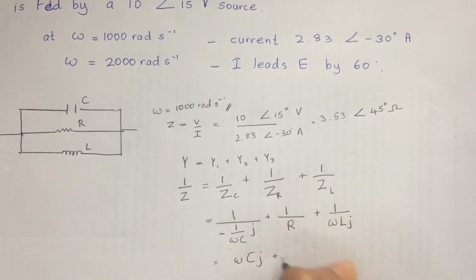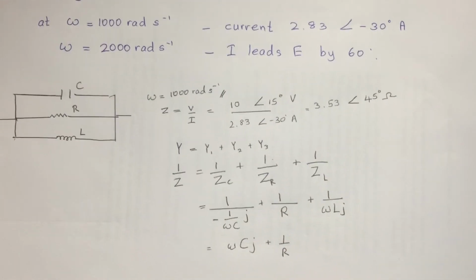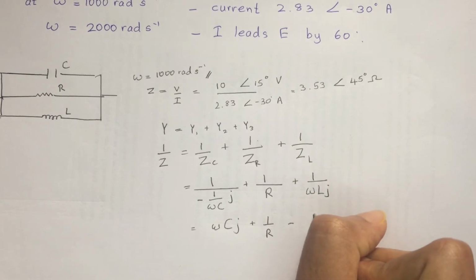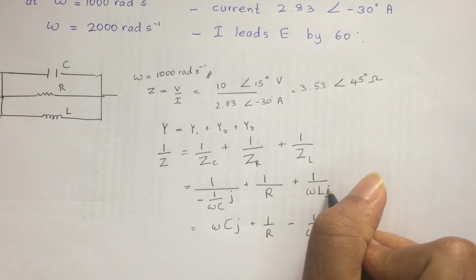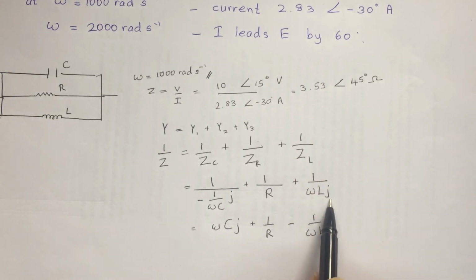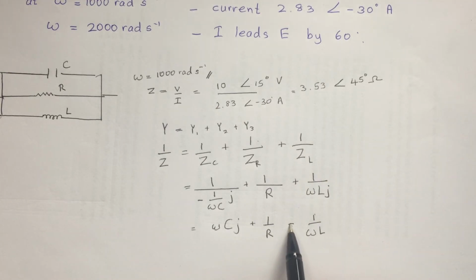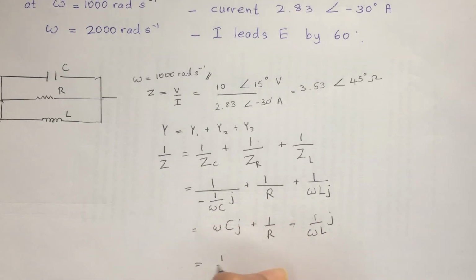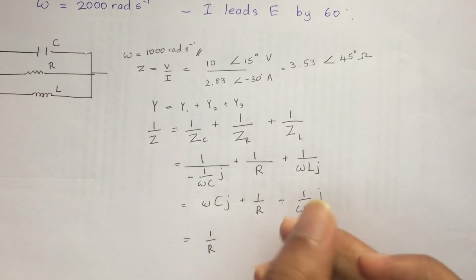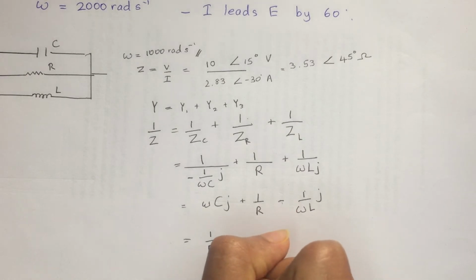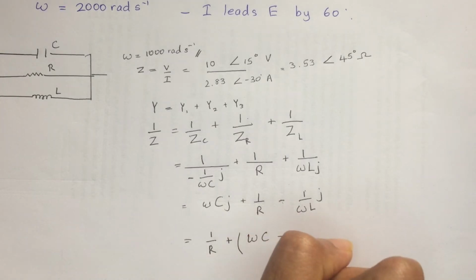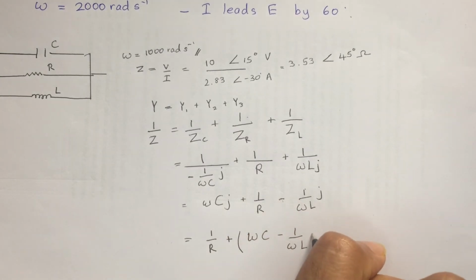Likewise, if I do it for this, we don't need to do it for this actually. So 1 over R is going to return. And if I do it for this part, it's going to return minus 1 over omega L, as it's going to return J over J squared. J squared is going to return minus 1. So the final would be minus J. So from this, if I simplify, I can directly write 1 over Z would be equal to 1 over R plus, omega C minus 1 over omega L, into J.